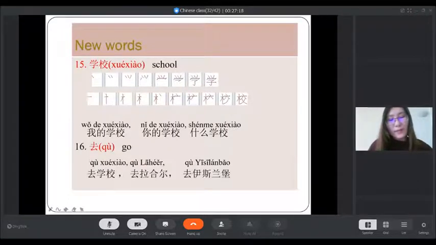Number 16, this word is commonly used. 去 means go. So if I say 去学校 go to school. 去拉合尔 go to Lahore. 去伊斯兰堡 go to Islamabad. 去 means go.